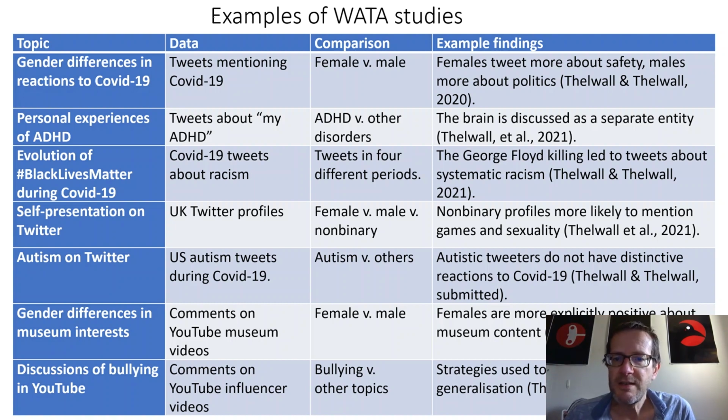Okay, so we've seen lots of examples of WATA in practice using different types of data: tweets mainly, Twitter profiles, and comments on YouTube videos. Although there are other types of text that have been used in WATA studies, and the comparisons: gender, topic, ADHD versus other disorders, time periods, tweets in 4 different periods for the hashtag Black Lives Matter, and other studies have looked at popularity comparisons, there's no example here.